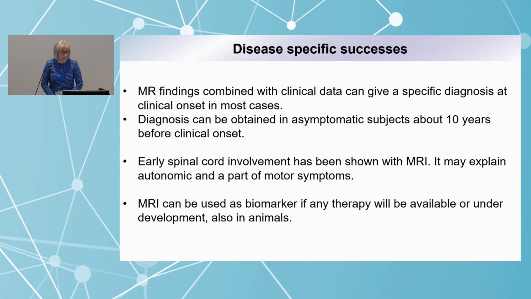Early spinal cord involvement has also been shown with MRI, and it may explain autonomic symptoms, which usually are the first symptoms, and also a part of motor symptoms like spasticity of the legs. MRI can be used as a biomarker if any therapy becomes available, and even under therapy development, it can be used even in animals.